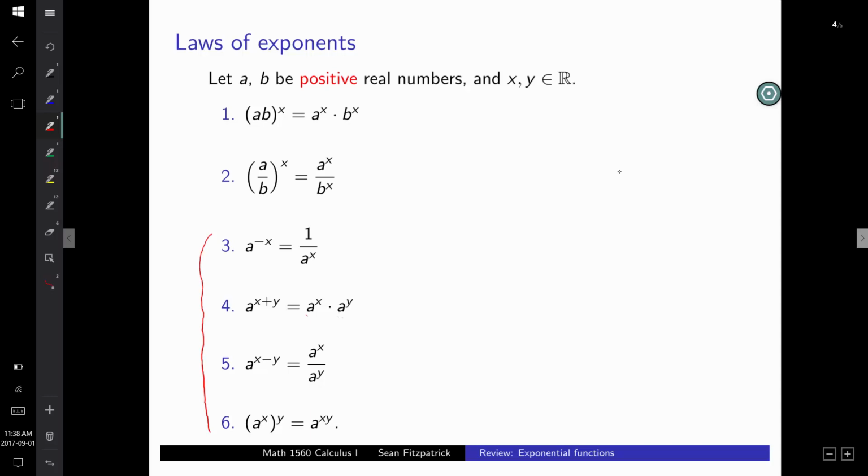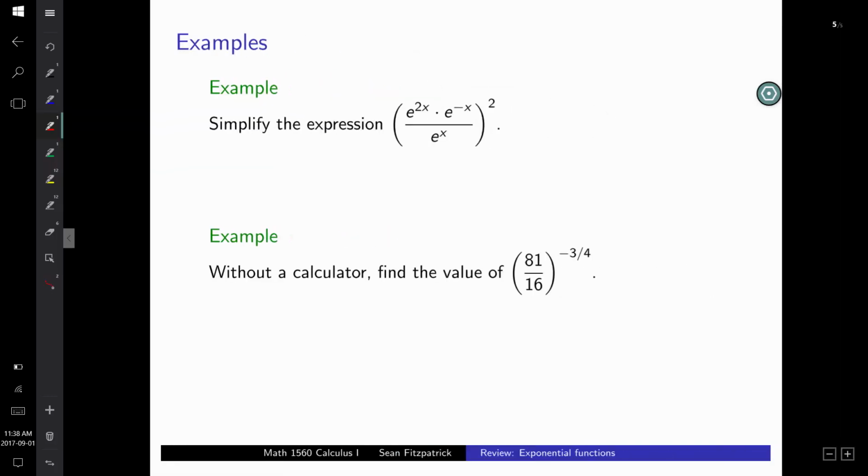It's a good idea to get comfortable working with these because you're going to see them come up quite a bit when we're simplifying various algebraic expressions. They are certainly going to pop up on you. Let's do a couple of examples here where we're dealing with some numbers and some expressions.